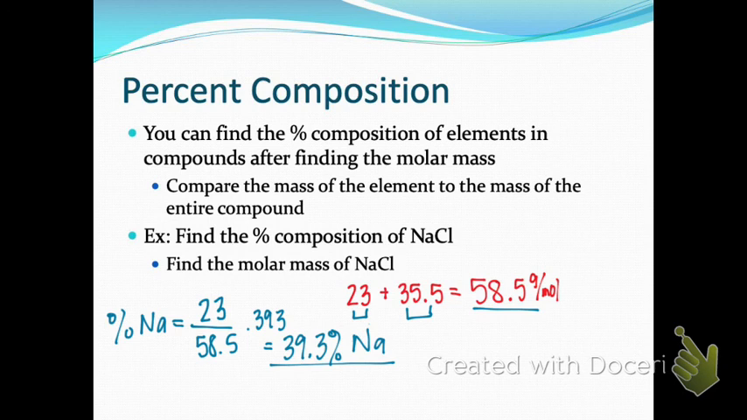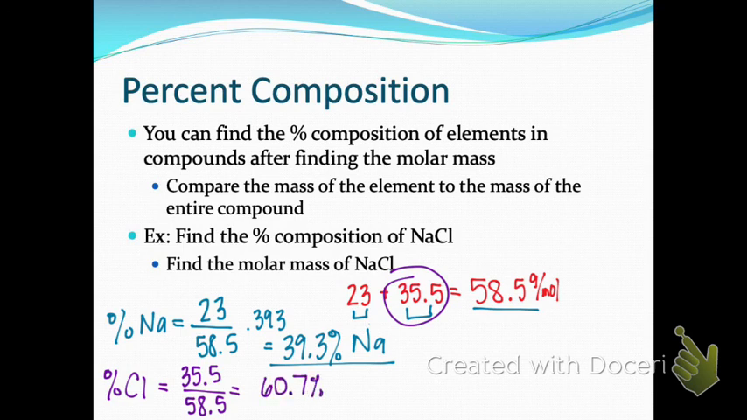But that's only one part of it. I want to know the whole percent composition. So I need to do the same thing for chlorine. If I find the percent of chlorine, I'm going to take chlorine's mass in the compound, 35.5, and divide it by the total, 58.5, and I get 60.7%. So 60.7% chlorine.